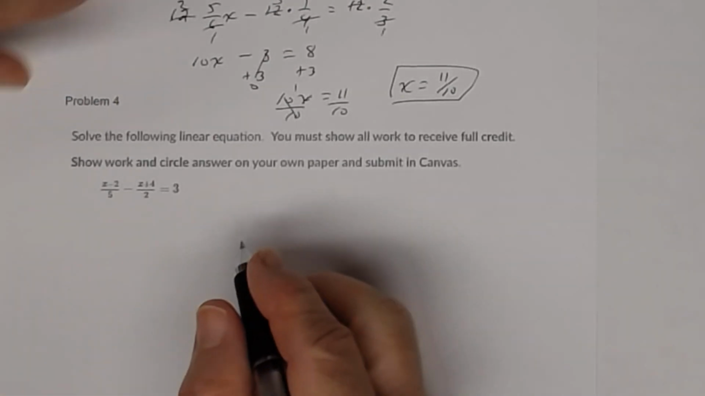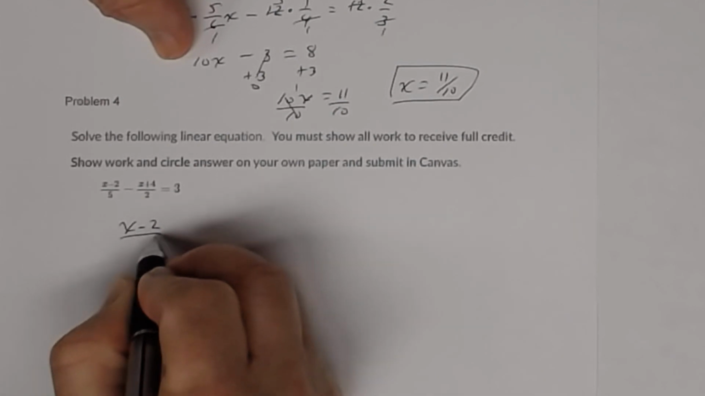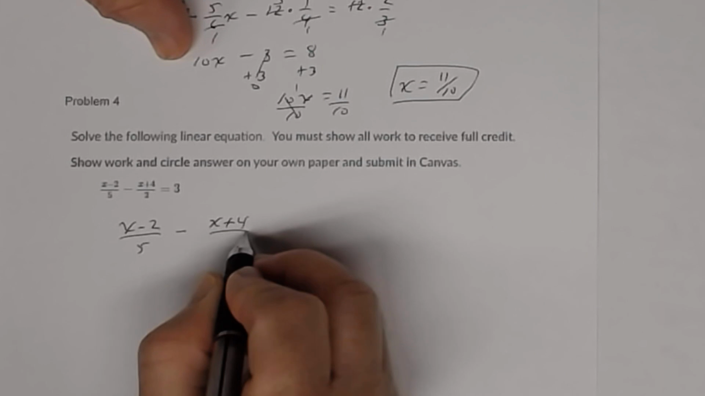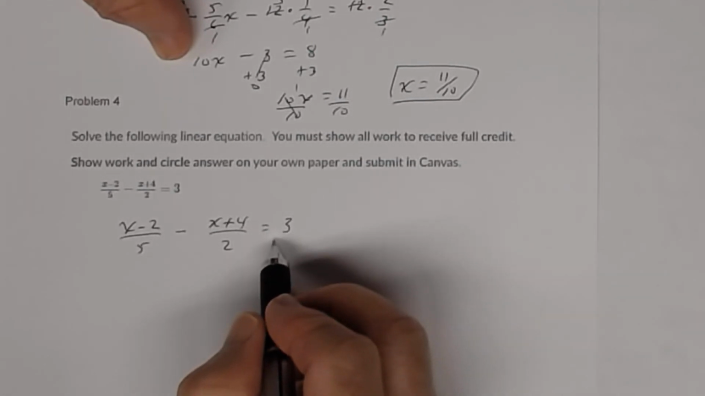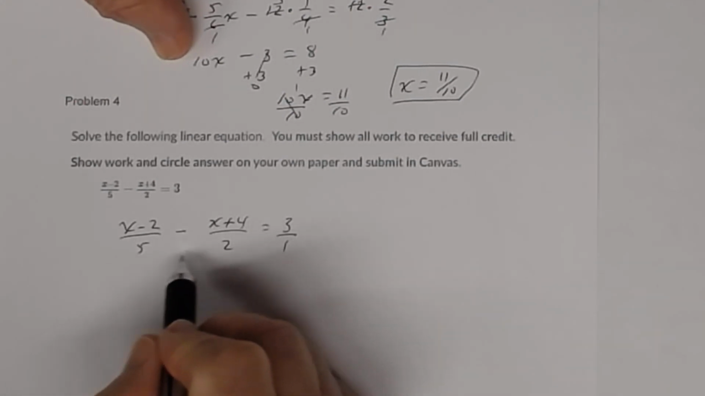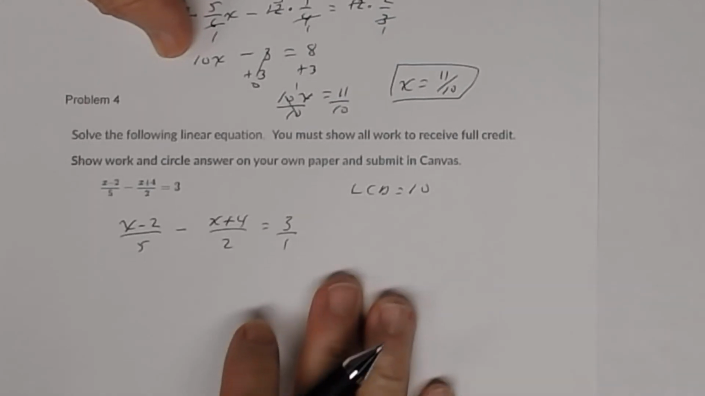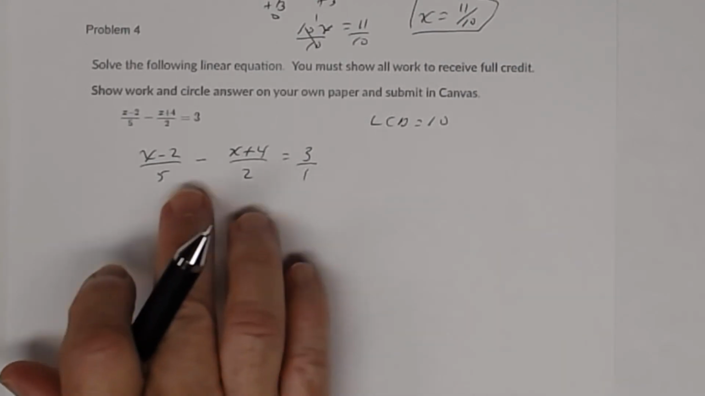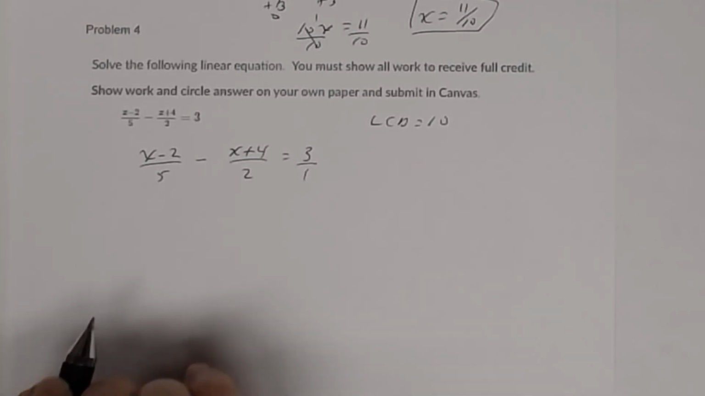I have fractions involved. So let me go ahead and rewrite this over. I have (x minus 2) divided by 5, subtract, and then the numerator here is x plus 4, divided by 2, equals 3. Now, notice that this 3, if you want to, you can write this as 3 divided by 1. And so if you look at all those denominators, 5, 2, and 1, the LCD is going to be 10. So just as we did in the previous problem, we're going to multiply both sides by 10 to clear those fractions and get those denominators to be factors of 1.